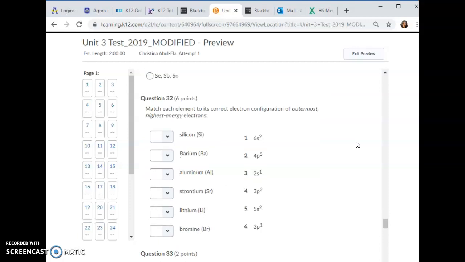Question 32. Match each element to its correct electron configuration of outermost highest energy electrons. We have silicon, barium, aluminum, strontium, lithium, bromine. 6s2, 4p5, 2s1, 3p2, 5s2, and 3p1.